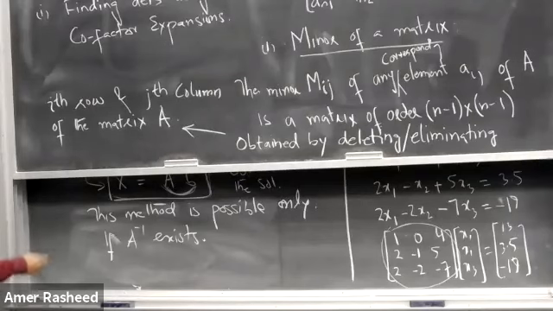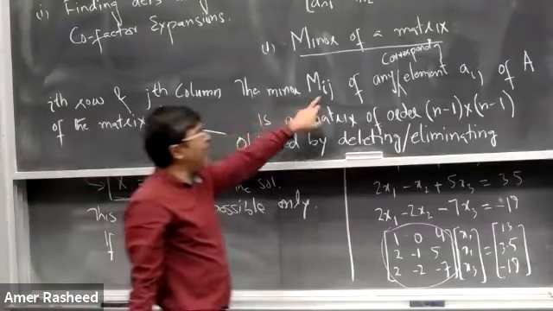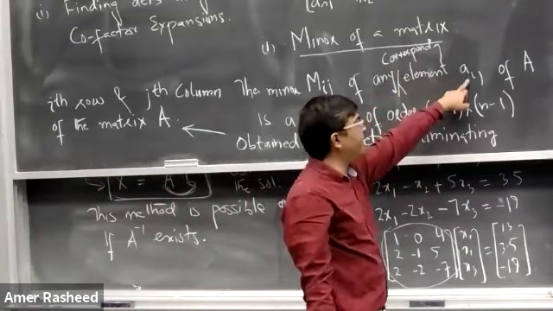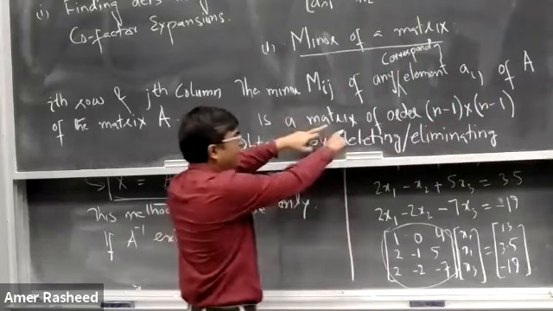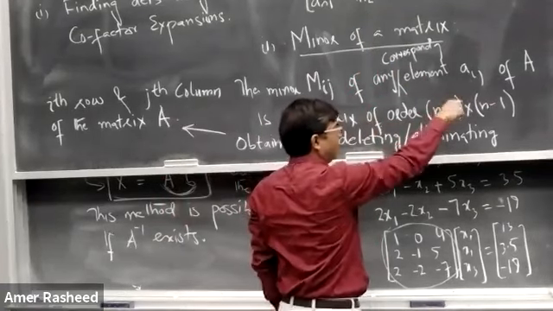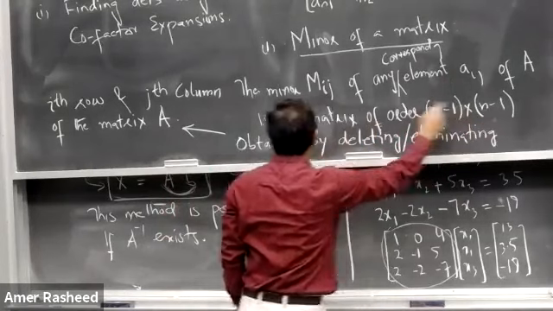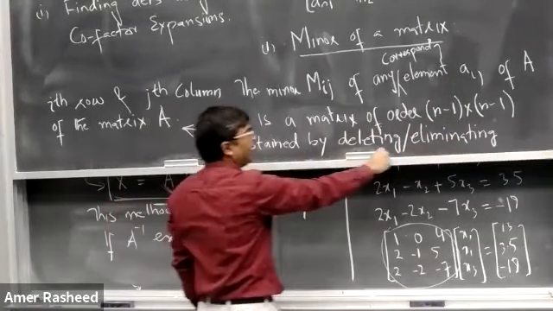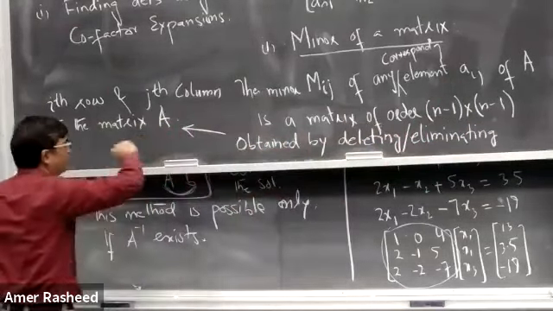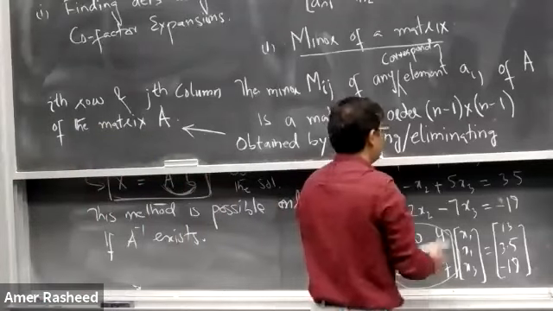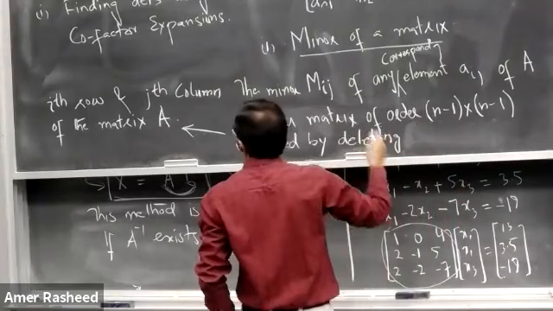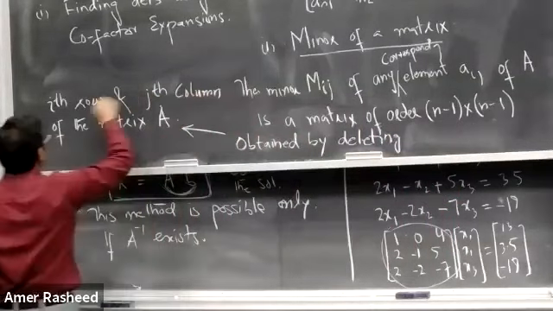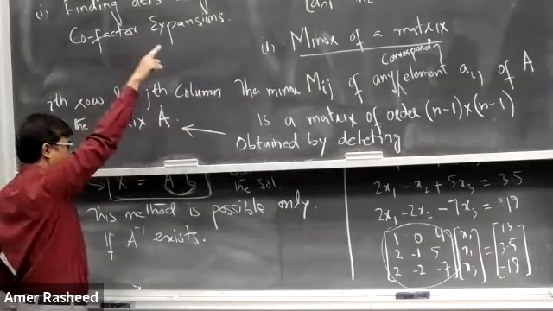I hope you get it. Read it again. The minor M_ij of any element A_ij of the given matrix A is a matrix of order one less, n-1 cross n-1, which is obtained by deleting the ith row and jth column of the given matrix A. In fact, deleting, not eliminating; eliminating will confuse you.